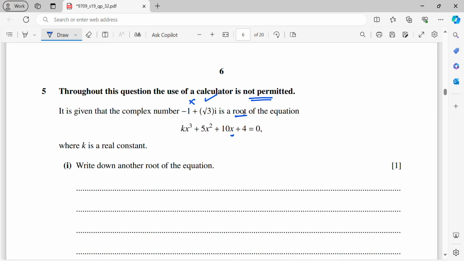Since the root is a complex number and all these coefficients are real constants, the conjugate of this complex number will be the other root. So another root equals the conjugate of the complex number. For the conjugate, we just change the imaginary part from positive to negative. The rest remains.